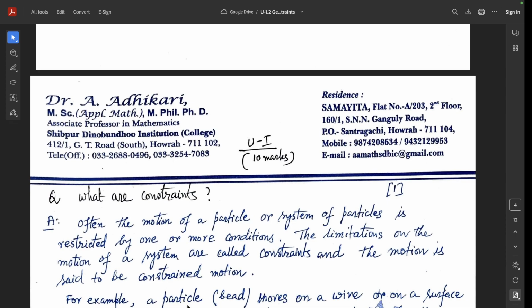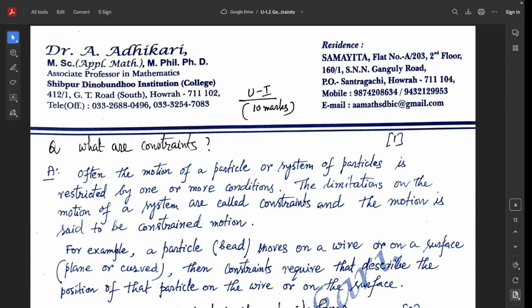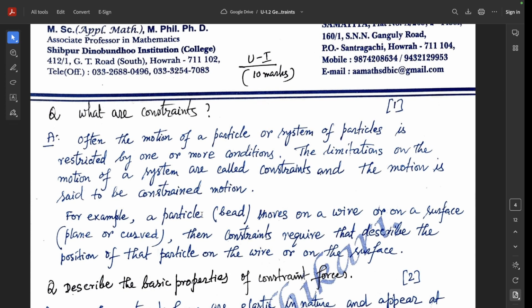Now, what is constraint? Often, the motion of a particle or system of particles is restricted by one or more conditions. The limitations on the motion of a system are called constraints, and the motion is said to be constrained motion. For example, if a particle like a bead moves on a wire or on a surface, plane or curved surface, then constraints are required that describe the position of that particle on the wire and on the surface.